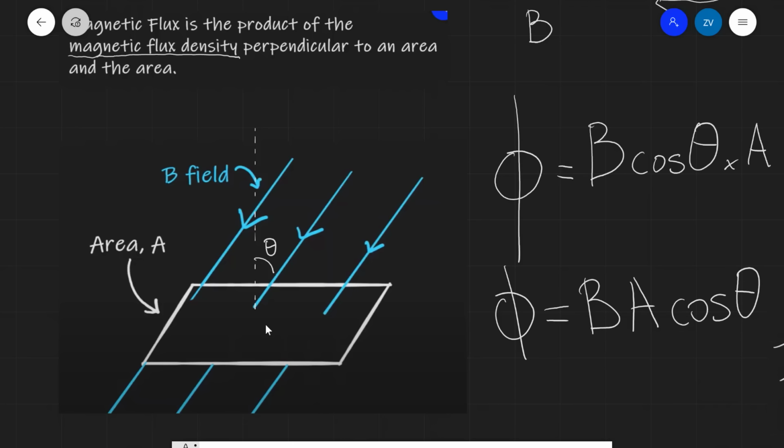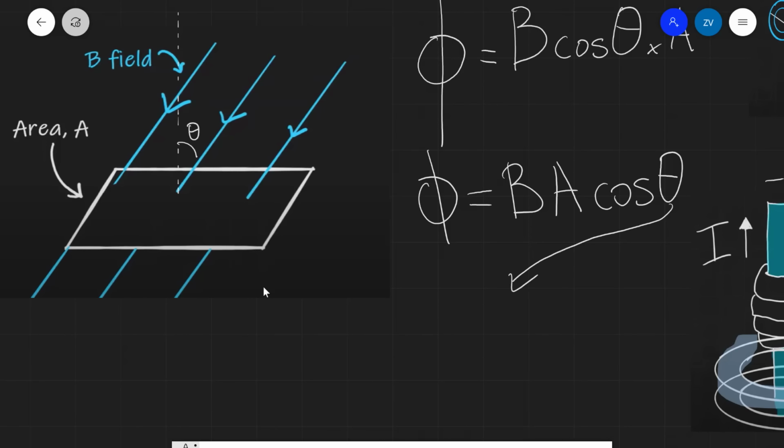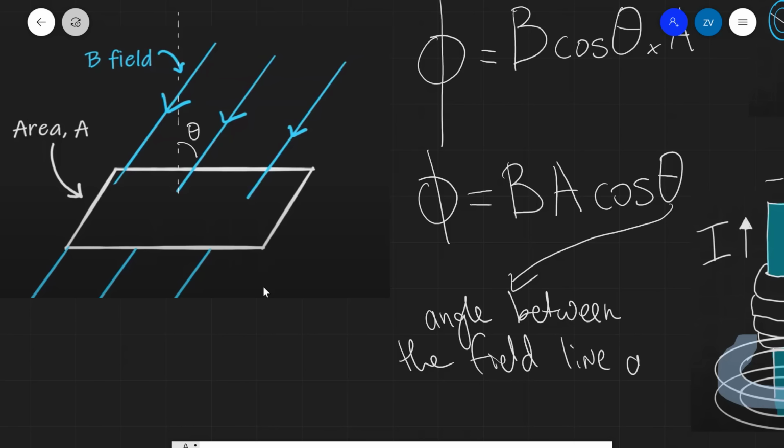And this is really, really important, that theta is the angle between the field lines and the normal. And this is so important that I'm even going to write this down. So theta is the angle between the field line and the normal. So quite a common mistake would be for people to indicate that theta is this angle here. This is not true. It is the angle to the normal.